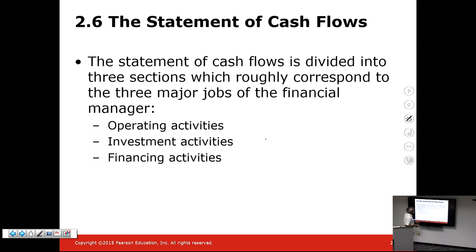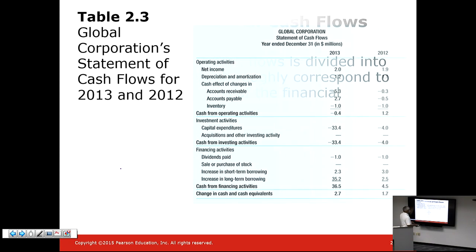One of the ways in which the cash flow is divided is into three sections: operating activities, investing activities, financing activities. Operating activities are a result from the actual operation of the firm, investing activities come from investments that the firm has made, and financing activities come from any type of capital sources that the firm has used to finance its operation, either debt or equity.